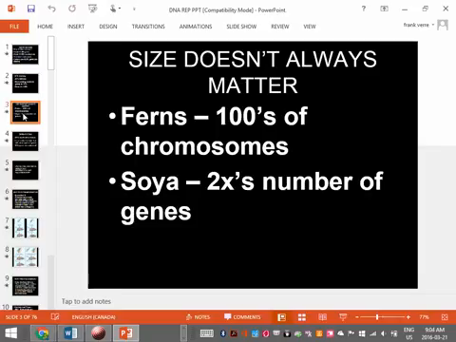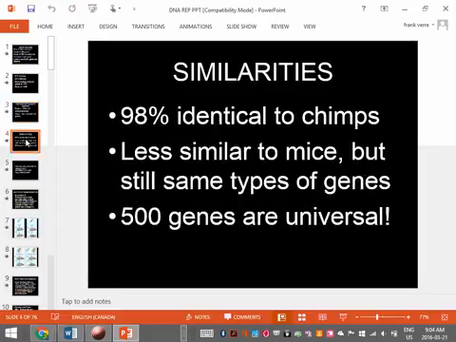Now, the human genome, I said, remember the original prediction was that we have all of these genes. It turns out to be not true. We actually have fewer genes than a soya plant on average. Okay, so a plant that doesn't go to school, doesn't worry about what they look like, doesn't have any attitude like you guys, has more genes than you. That's quite fascinating. We are over 98% identical to chimps.